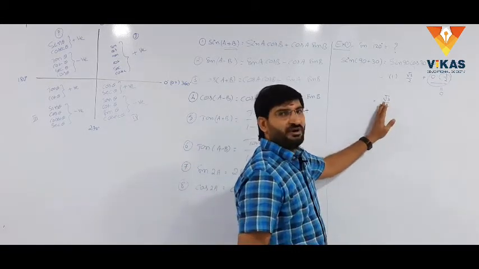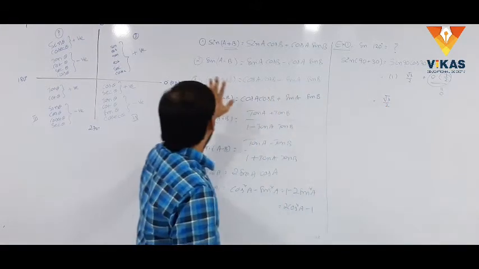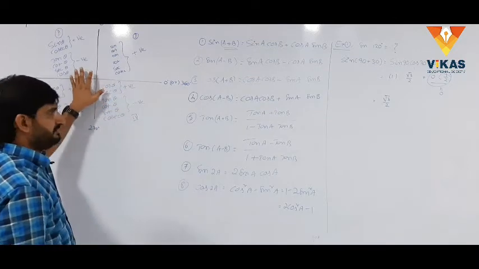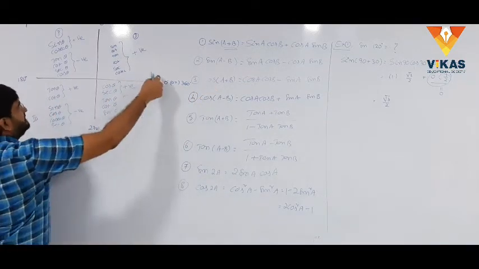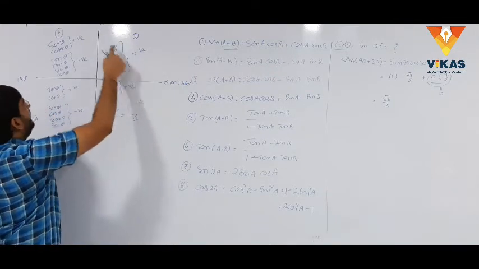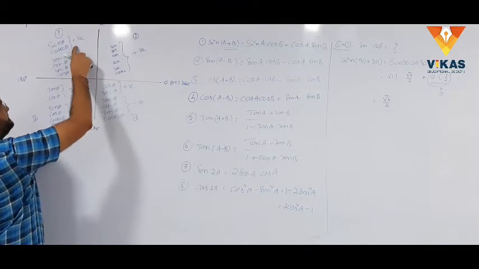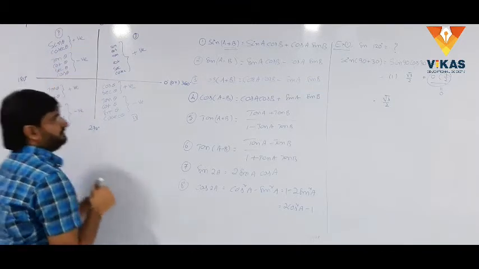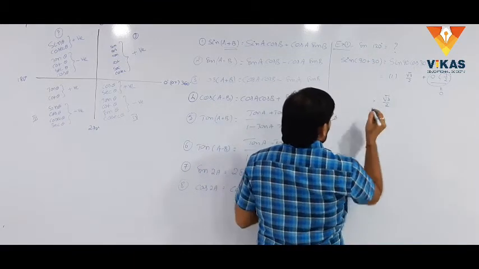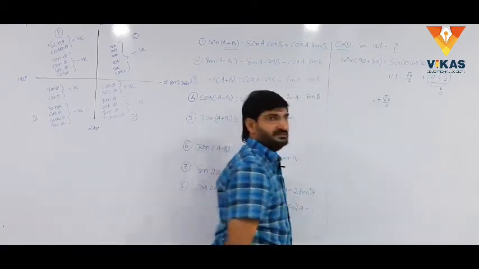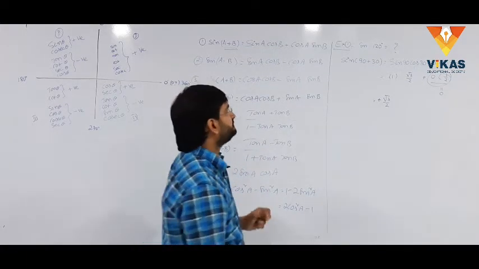Whether root 3 by 2 is positive or negative depends on the quadrant system. Simply this is the quadrant system. That is 120 degrees, that is 90 plus 30. 0 to 90 is in the first quadrant and 90 to 180 in the second quadrant. In the second quadrant, which ones are positive? Sine and cosecant are positive. Here this is the value of sine. Therefore, sine is positive. It can be written as plus root 3 by 2. Do you understand, students?